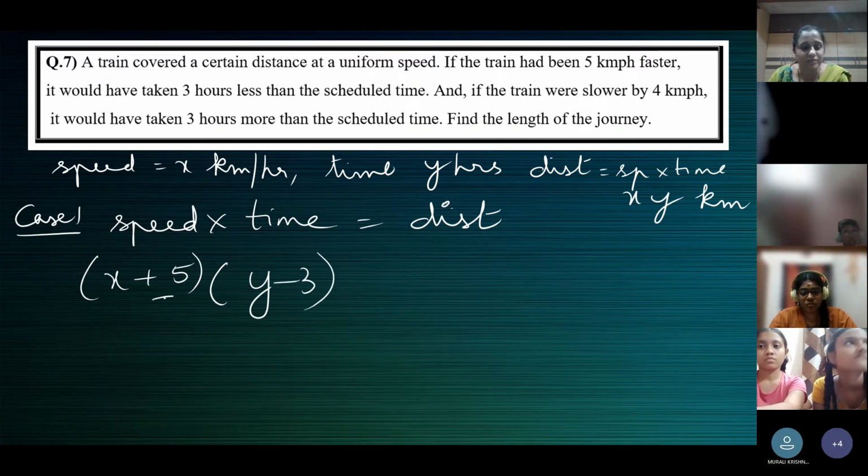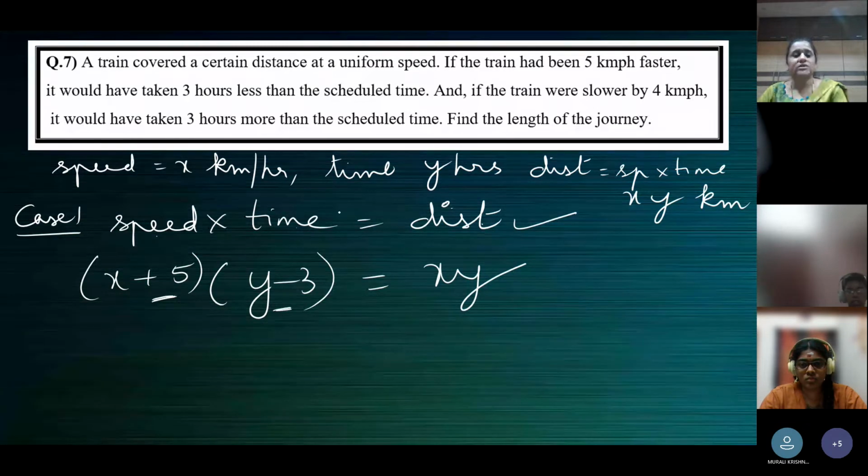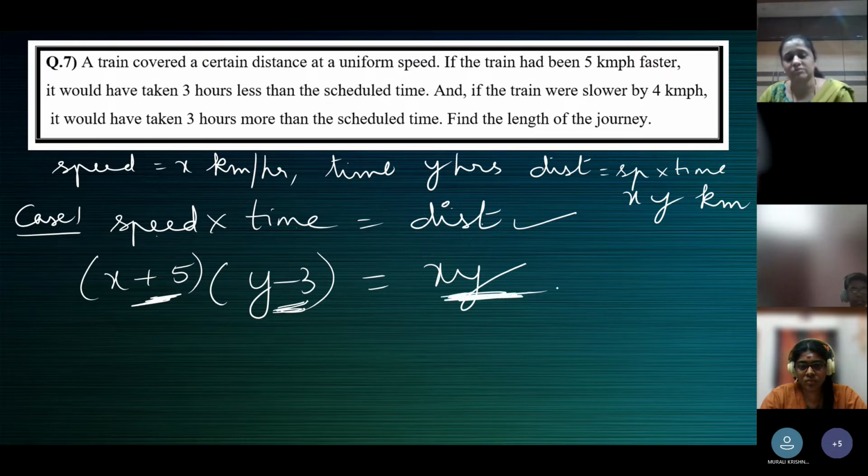So the new speed into the new time is equal to the actual distance xy. Speed into time is equal to distance. That formula we know. This is the formula we are using to construct the equation also. This is the new speed into the new time taken is equal to the same distance xy. Like, if you increase your speed, you will take less time, but the distance between your home and school is fixed, the same distance.